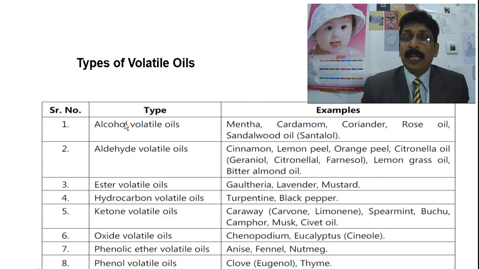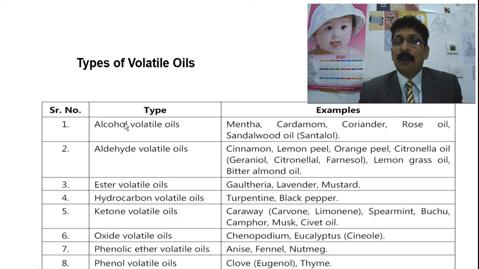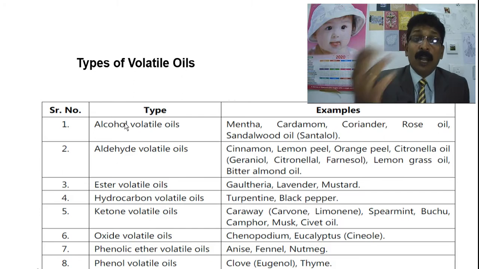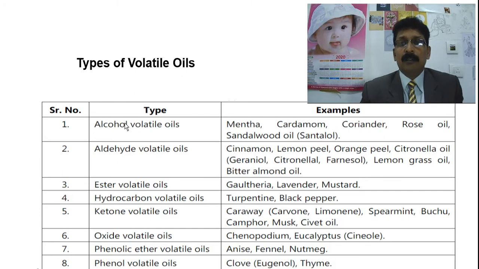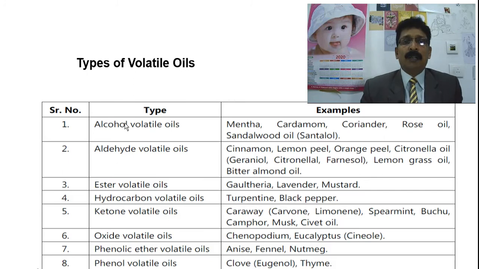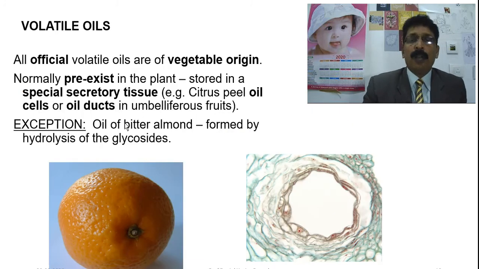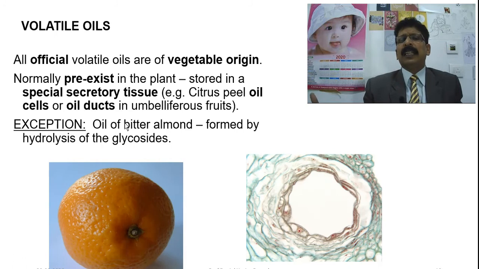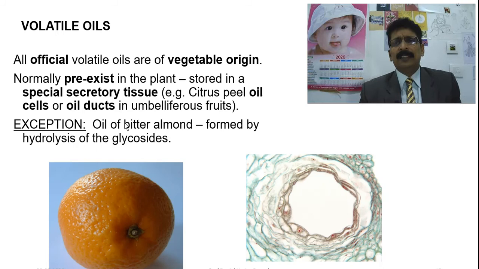Phenolic ether volatile oils: anise, fennel, nutmeg, for example. Phenol volatile oil: eugenol, which is present in clove, and thyme is also an example of this type of oil. Now we are coming to the general definition, or simply an understanding of what we know.